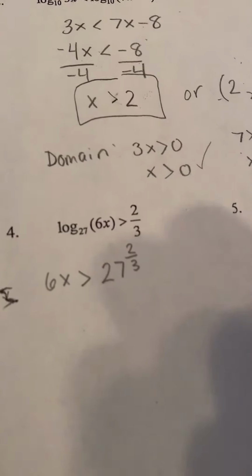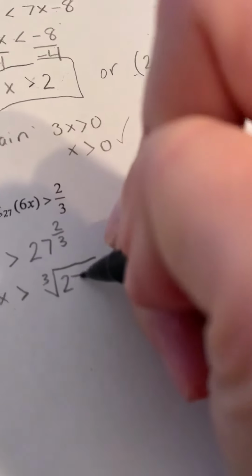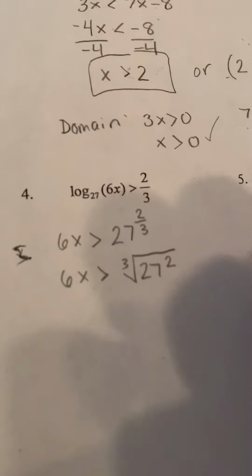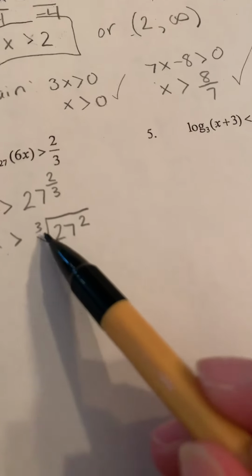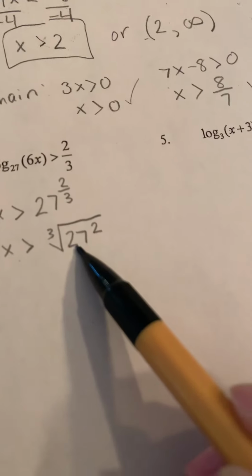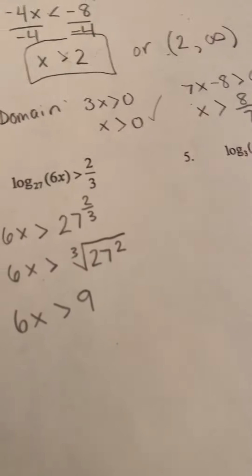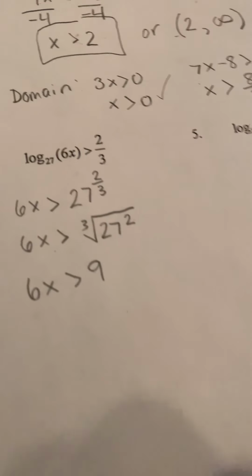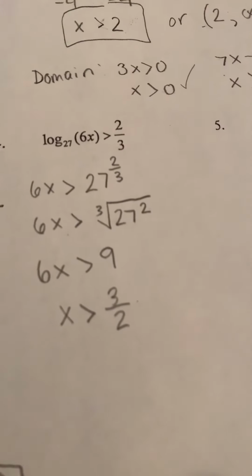Recall, what is 27 to the 2/3? We can write that as the cube root of 27 squared. Now, I think it's easier to take the cube root of 27. The cube root of 27 is 3, and then 3 squared is 9. So we get 6x is greater than 9. And then x is greater than, divide by 6 would reduce to be 3/2.